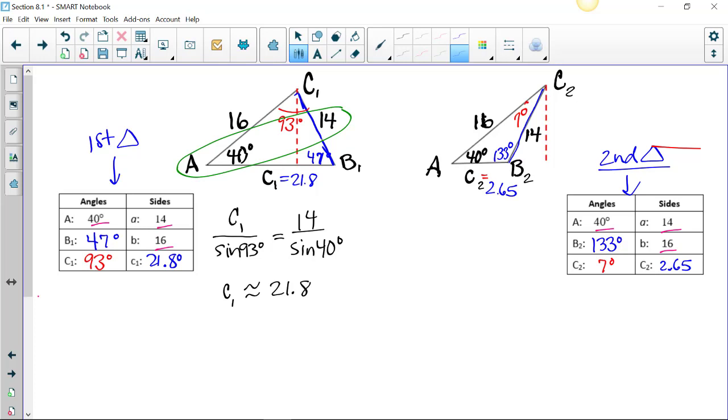So here are my two different solutions, the measures that would make two triangles. So fun times, it's exciting. It's like a birthday. You never know what you're going to get.